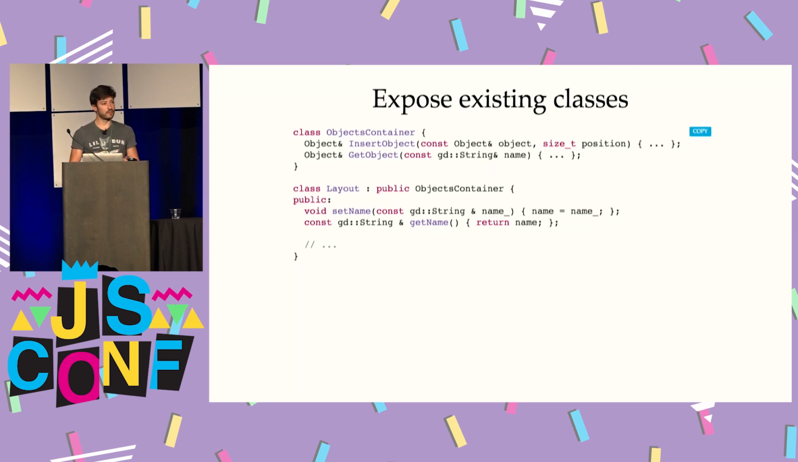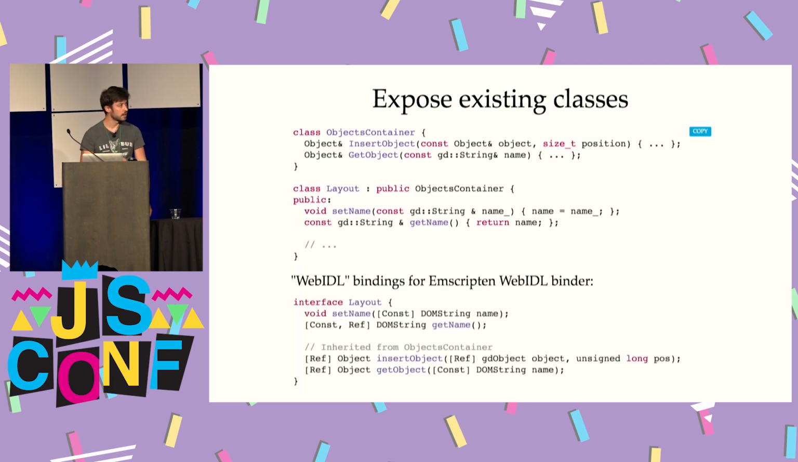So once we have this, we want to write bindings. In my case, I've been using WebIDL. There are a few solutions to write these bindings using Emscripten. But in my case, using WebIDL, we write something that is the interface of your C++ class. So you have to write it for all the classes in your code base. And this allows Emscripten to generate glue code that will be doing the bridge between JavaScript and the WebAssembly module.